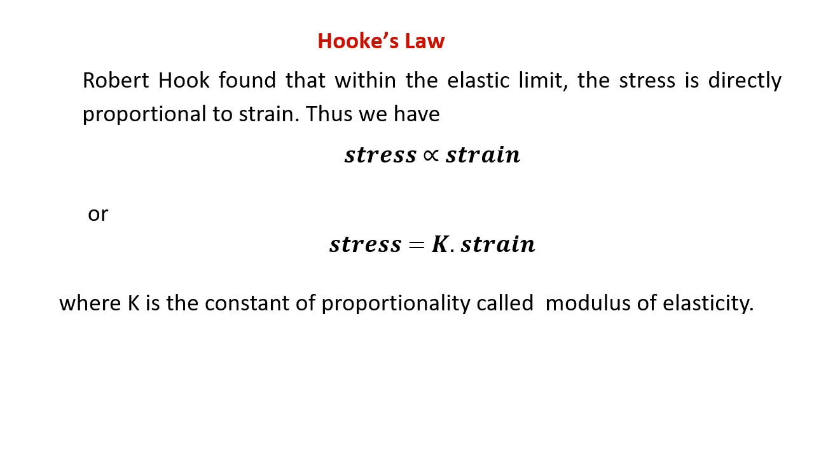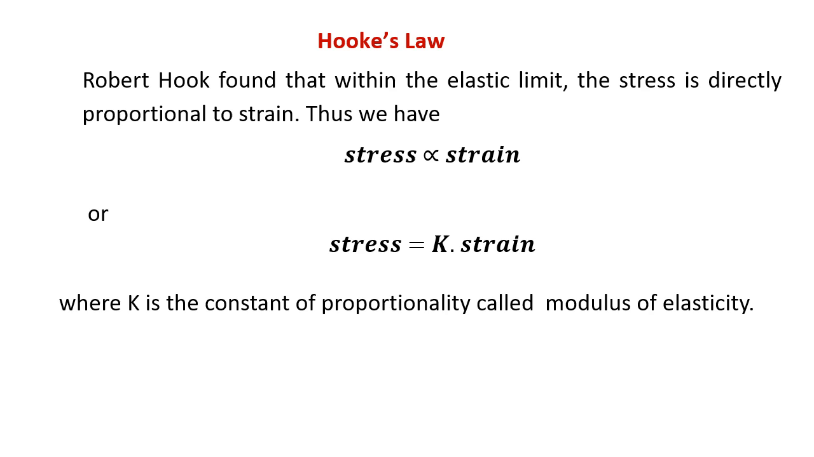He pointed out that the strain is proportional to the extension of the wire and the stress is proportional to the load applied. Therefore, the modified, more general form of Hooke's law is: within the elastic limit, the stress is directly proportional to strain. When you remove the proportionality sign, you get a constant. That constant K is the constant of proportionality and is known as the modulus of elasticity.